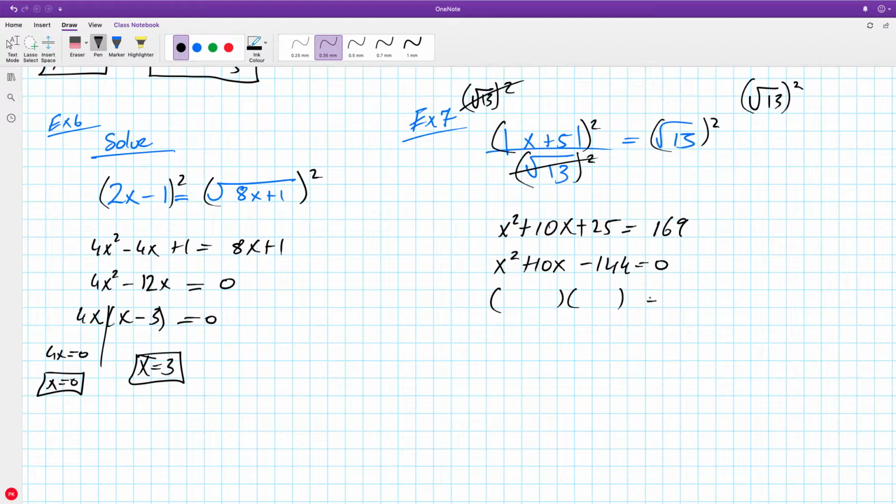Bracket, bracket, x and x. 12 and 12 is going to work. What do you get? 18 and 8, plus 18 minus 8. x is equal to minus 18. x is equal to 8. That's about as hard as they get. Is that right? Right. Next thing we're going to look at.